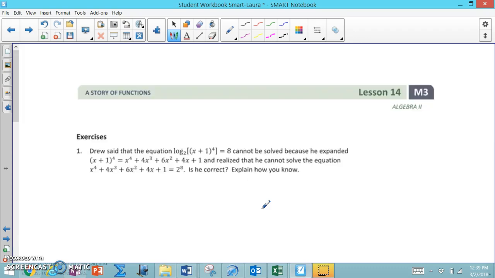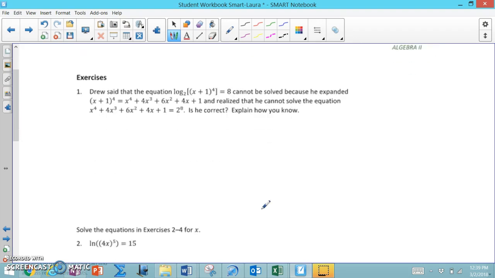Now the next exercise talks about how Drew was given the problem of log base 2 of x plus 1 to the 4th equals 8. And so when he got that, he decided to write it in exponential form and expand out the x plus 1 to the 4th. When he did that, he got this big ugly thing and realized that he wasn't able to solve it. So he thought it could be solved. And they're just asking us to say, is that actually true?